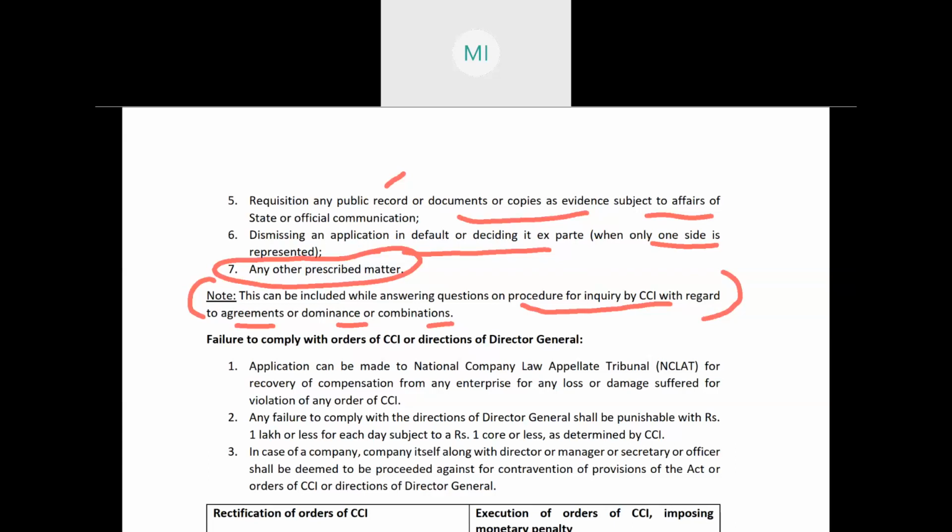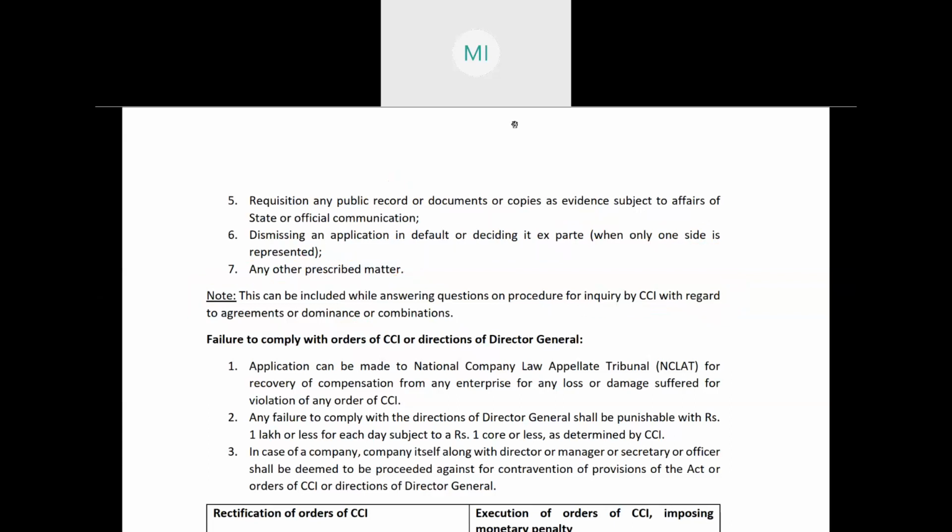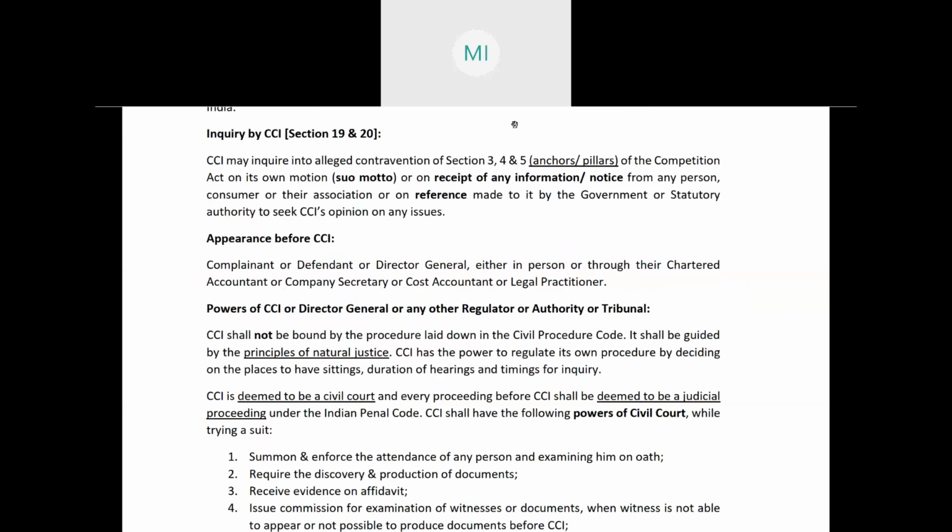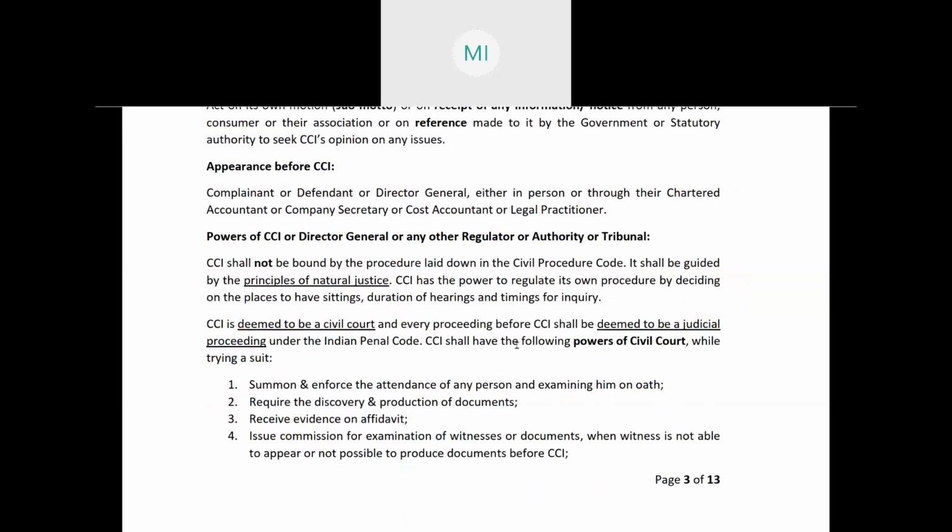So what is the takeaway from here? You have to remember, CCI is deemed to be a civil court, and proceedings are deemed to be civil proceedings. However, Civil Procedure Code will not apply. Instead, they will be governed by the principles of natural justice, and they have all the powers of a civil court. So the powers of a civil court are these pointers we have discussed. This is clear, right? As I told you, this is very, very important from the exam point of view. Okay. Done.